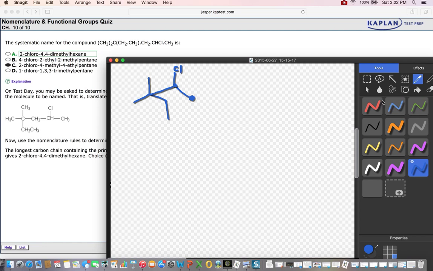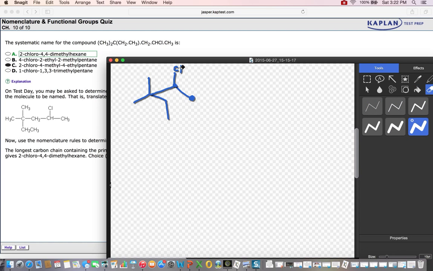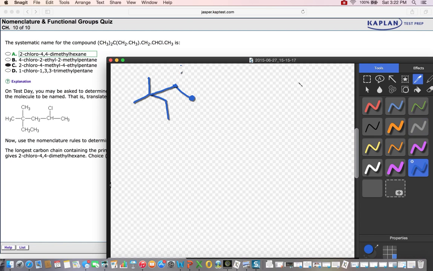Then we have a CH2, so I'm missing a carbon. Oh, this was my mistake. I didn't draw it out. So let's do this. And now let's count some carbons. In the longest chain we have 1, 2, 3, 4, 5, 6. So that's a hexane. You're done. Because B and C and D are all pentanes. It's A. Okay.